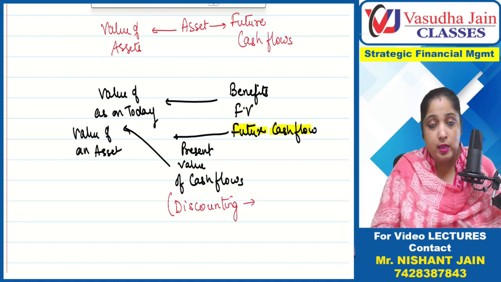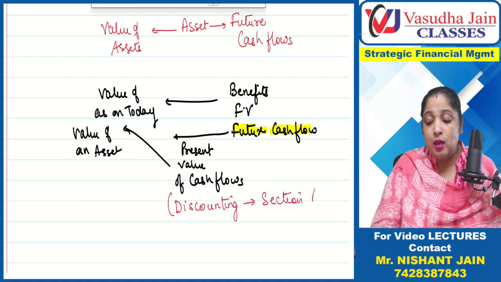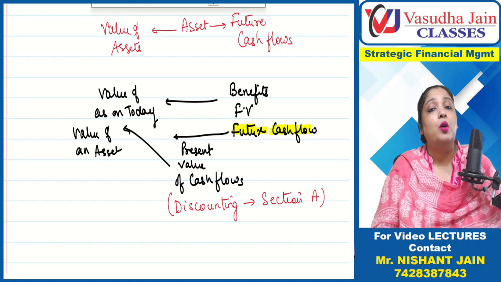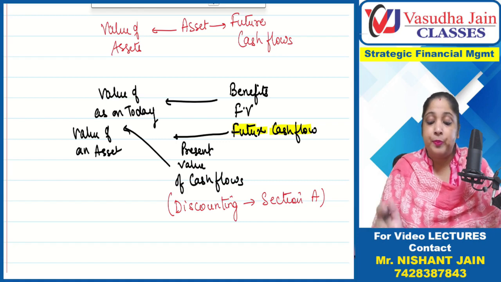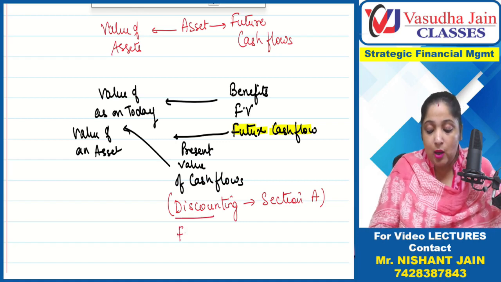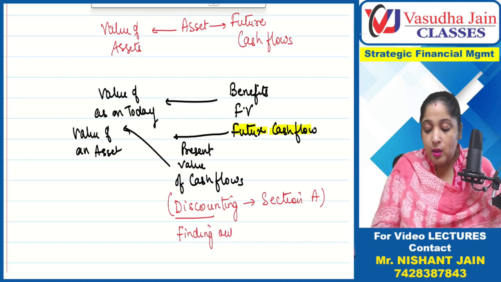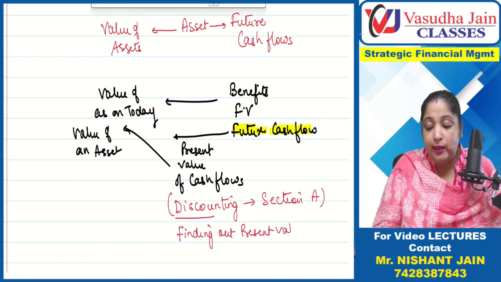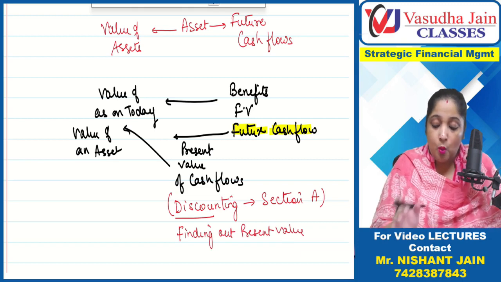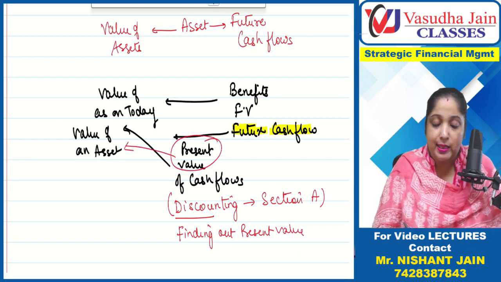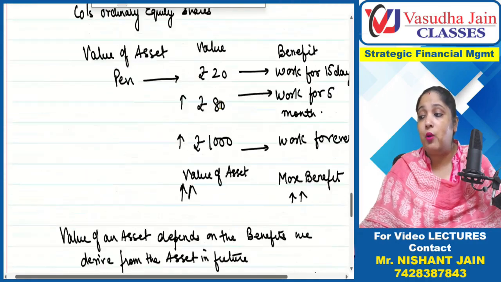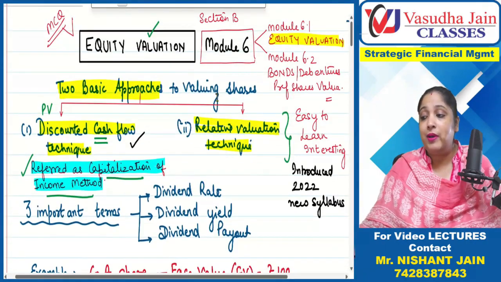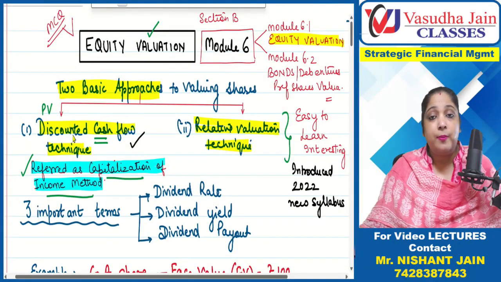I hope you have studied section A where you have understood the capital budgeting part, where you know how to find out present value and future values, right? So present value, discounting, you know it. I am assuming that. So discounting means finding out present value. Whatever benefits you are going to get in future, just find out present value. Whatever present value will come, that is the value of an asset as on today. It is that simple. So that is why, when you're going to value equity shares, the first approach is named as the discounted cash flow technique.